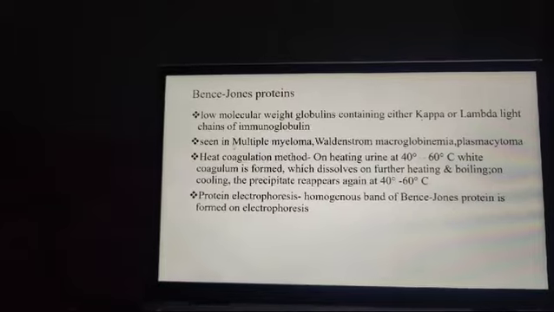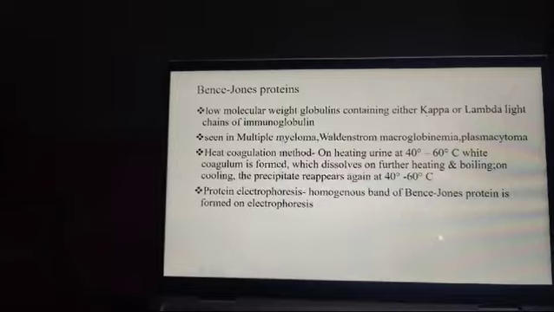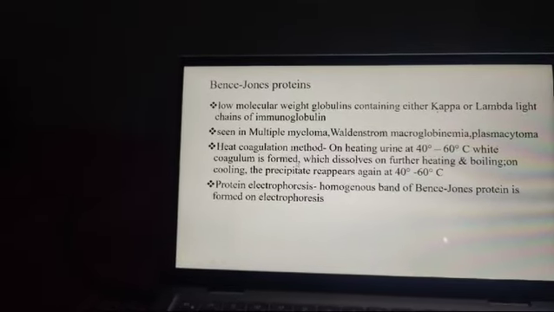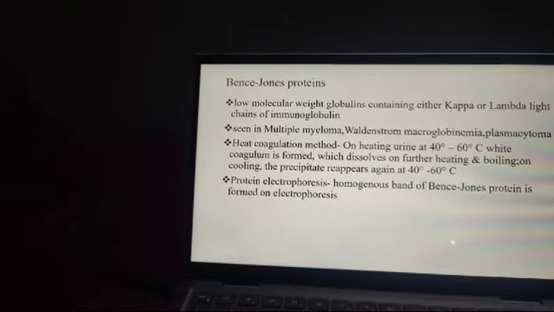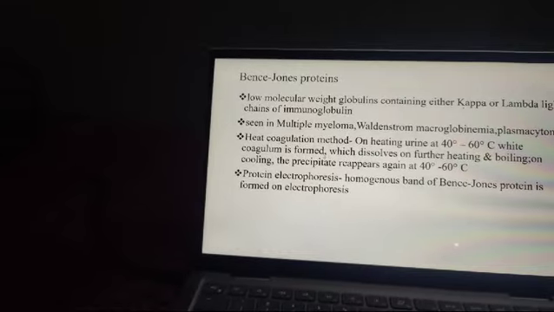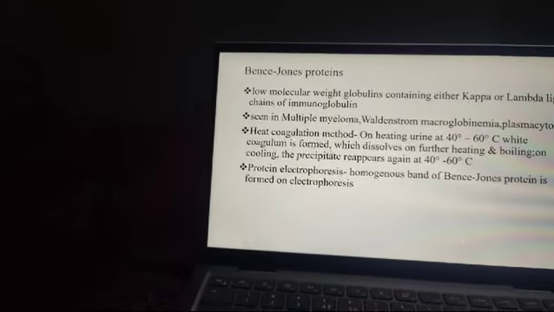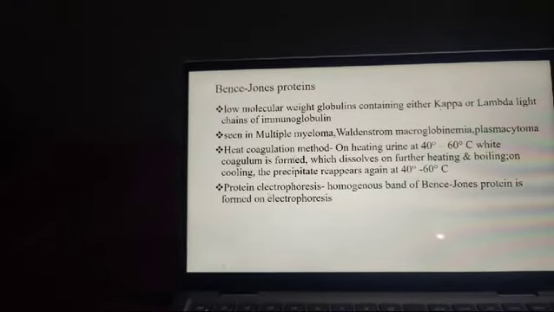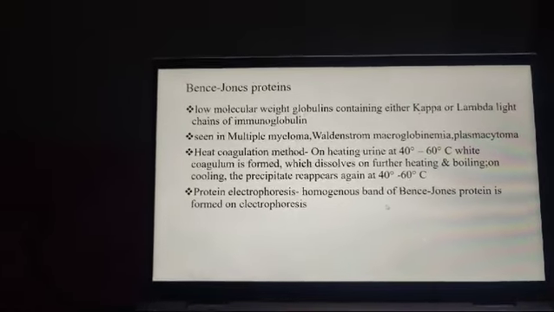How do you differentiate the Bence Jones proteins on the simple heat coagulation test? On heating urine to 40 to 60 degrees centigrade, a white coagulum is formed, which usually dissolves on further heating. But these Bence Jones proteins precipitate and reappear when the urine sample is cooled. That is how you differentiate the Bence Jones proteins on heat coagulation test. You can also measure the Bence Jones proteins by electrophoresis, where you have a homogeneous band of the protein.